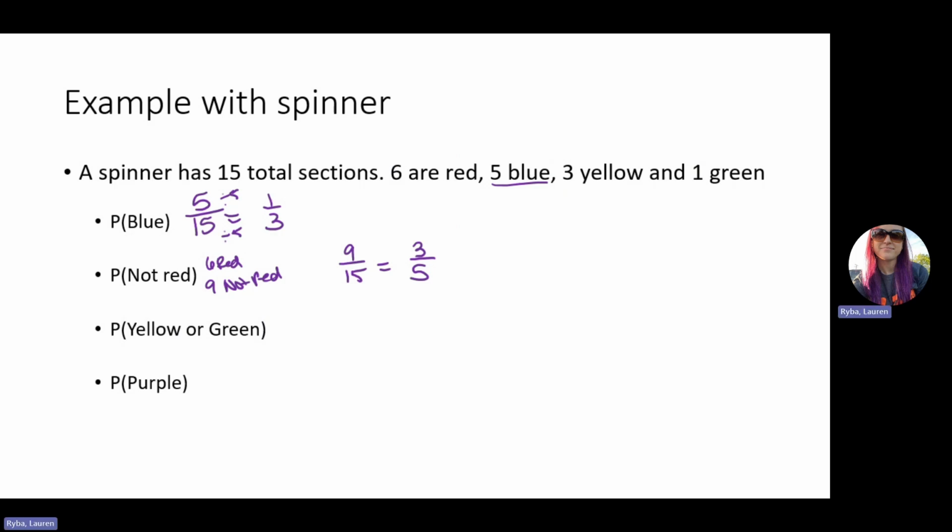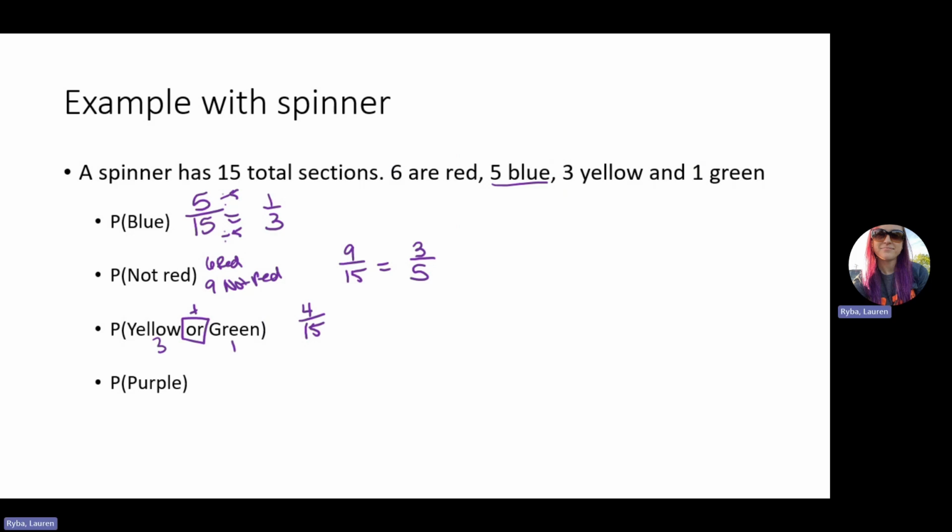Probability I get yellow or green. So remembering, or says I'm just going to add those outcomes together. There are 3 yellow, 1 green, for a total of 4 spaces out of the 15. This one does not simplify.